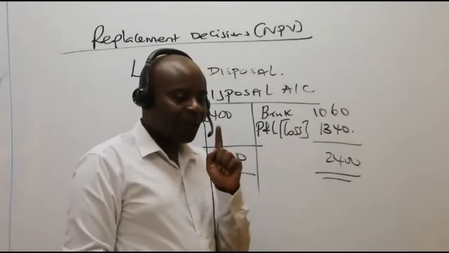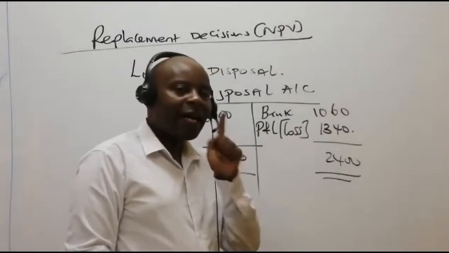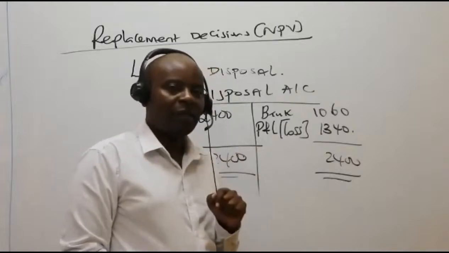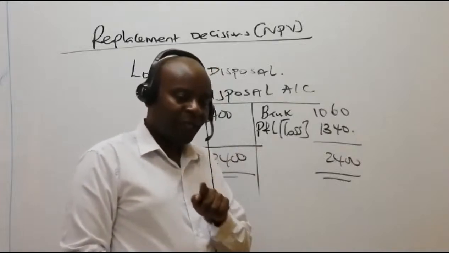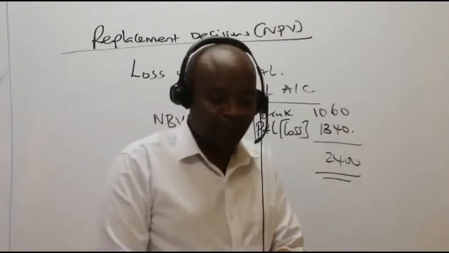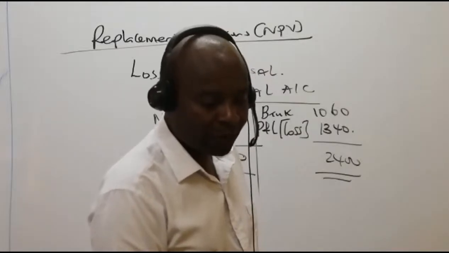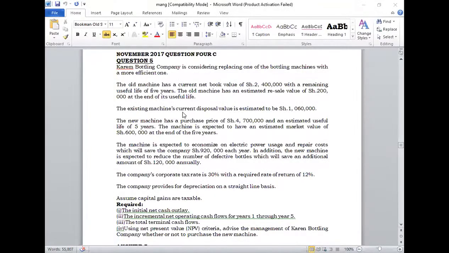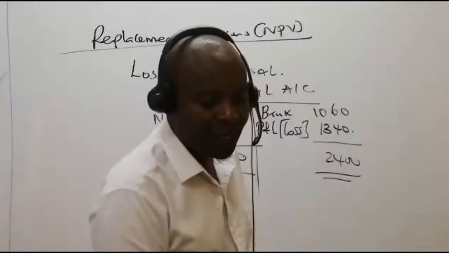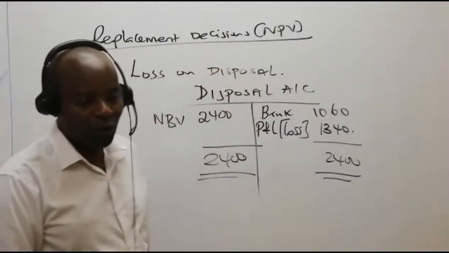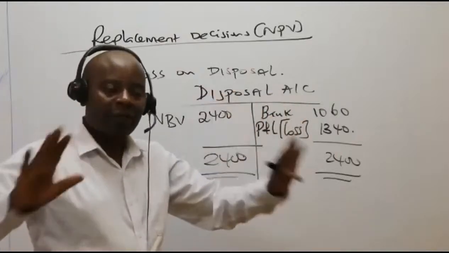Nelly takes the proceeds. Disposal proceeds are not the same as scrap value. The examiner will always tell you the disposal proceeds. Those are two different things. You can see the existing machine's current disposal value is 1060. The 200,000 is a resale value should we consider going to the end of the useful life. So this is quite important for me. In this case here, we have a loss of 1340. That is very important.